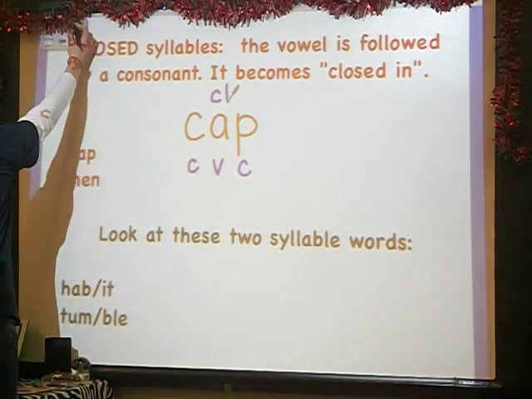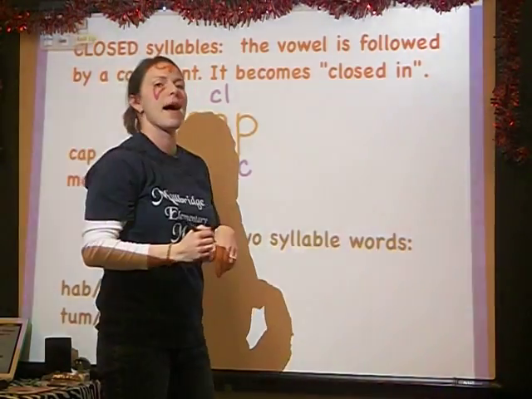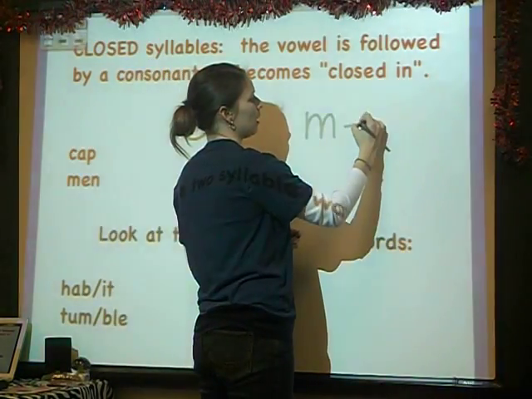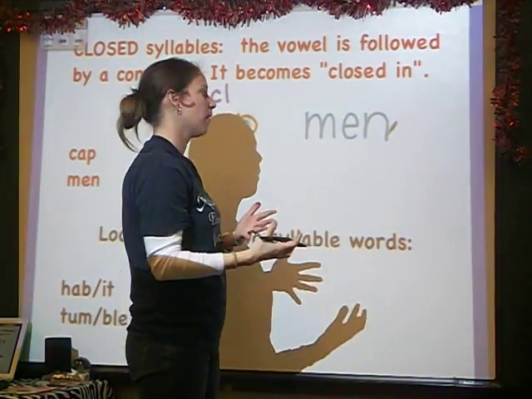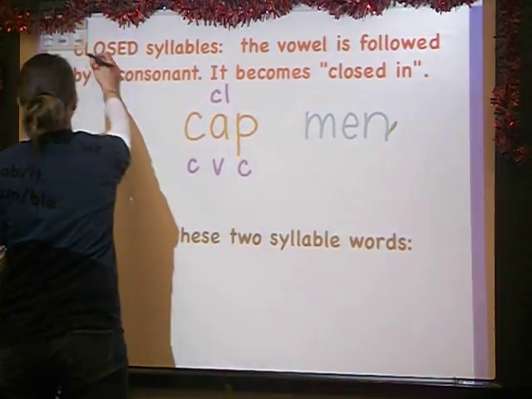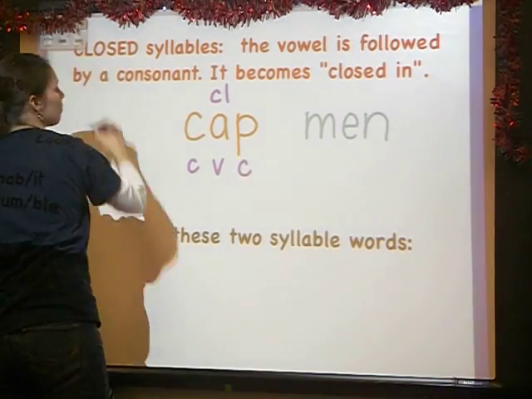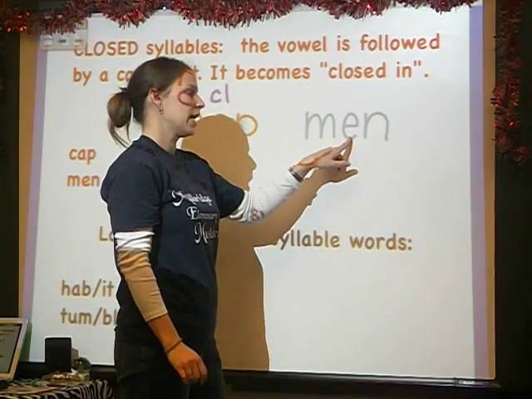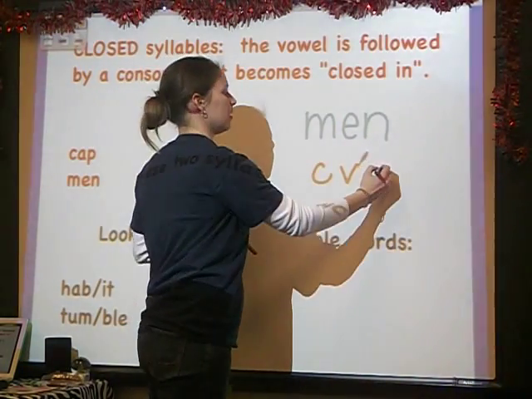Let's move on to another word that I have here. Men. When I clap out that word men, that's a one-syllable word as well. M-E-N. I do not need to write my backslash because there is only one syllable there. So now I need to decide what are my vowels and what are my consonants. M, that is a consonant. E, that is a vowel. And N is a consonant.